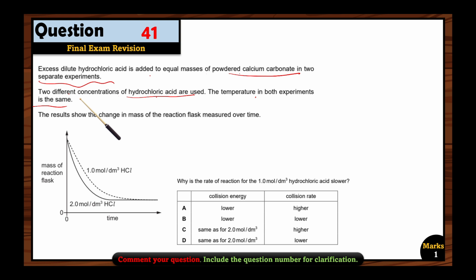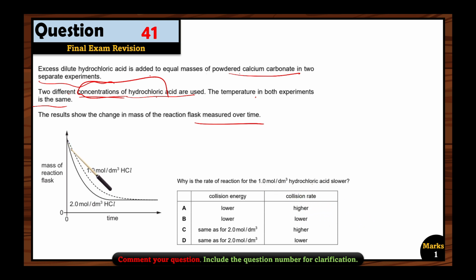The result shows the change in the mass of the reaction flask measured over time. So only what they have changed is actually the concentration of the HCl. So now we have to see what is the rate of the reaction of 1 mole per dm cube. Why is the rate of the reaction for the 1 mole dm cube hydrochloric acid slower?